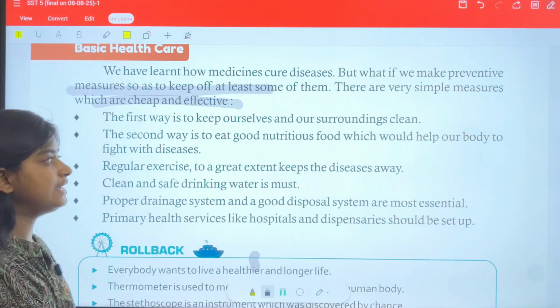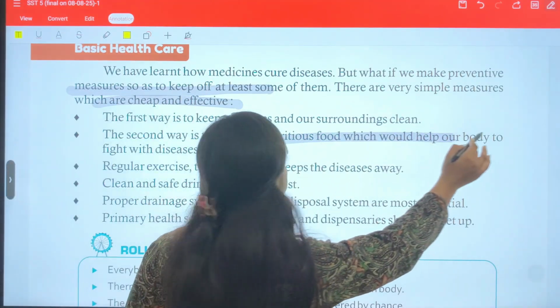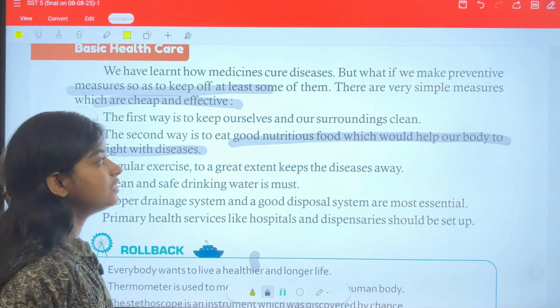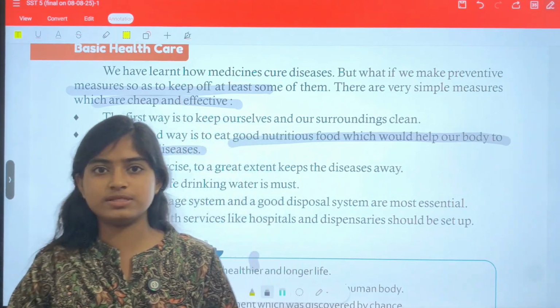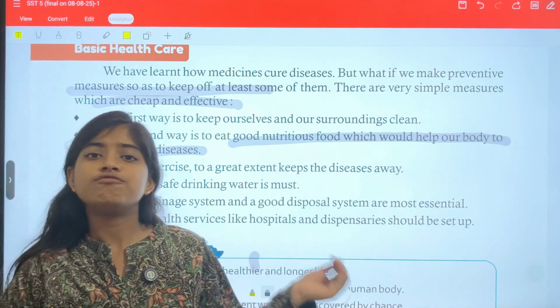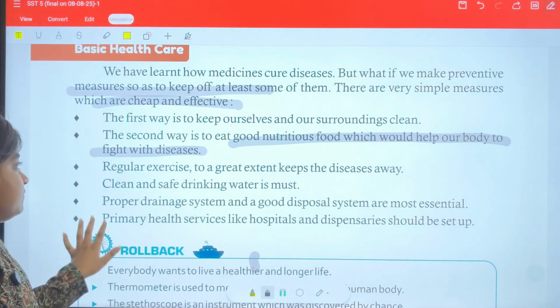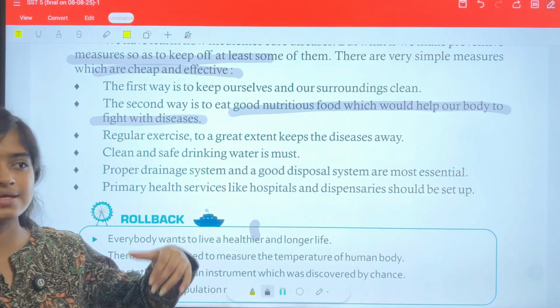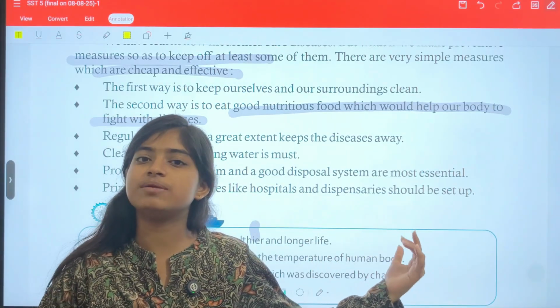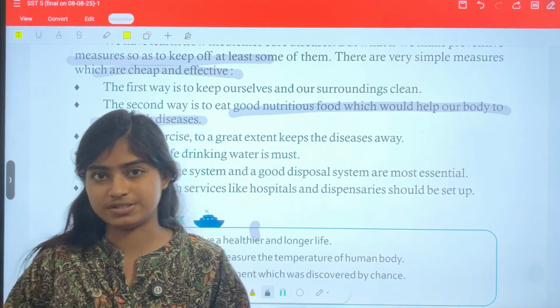The second way is to eat good nutritious foods which help our body to fight diseases. Good nutritious foods help us to build WBC, white blood cells, and help us to fight diseases like bacteria. Regular exercise to a great extent keeps disease away. Exercise is a good way to keep diseases away by making the body fit and healthy.